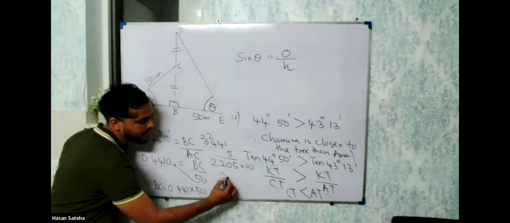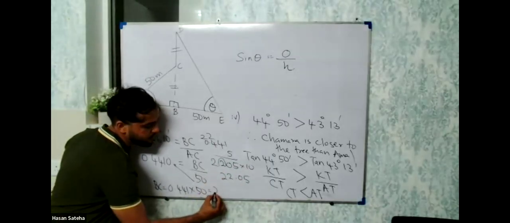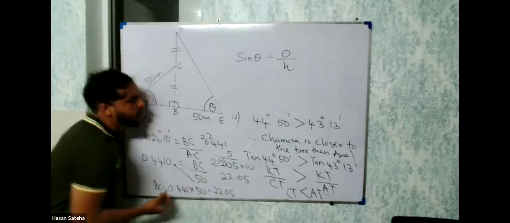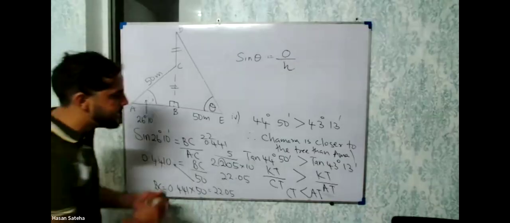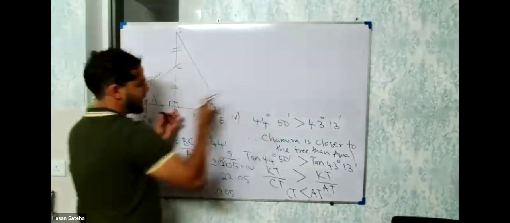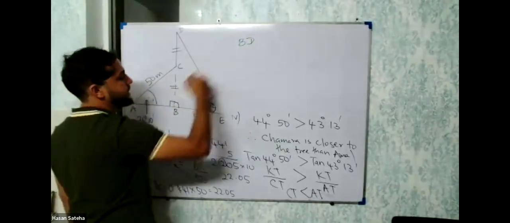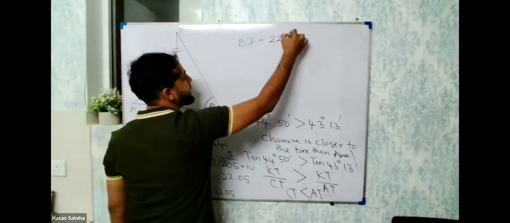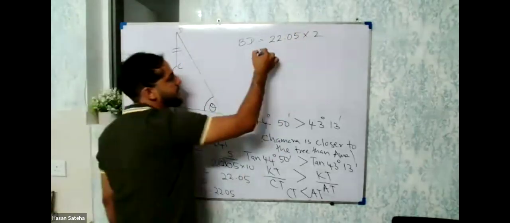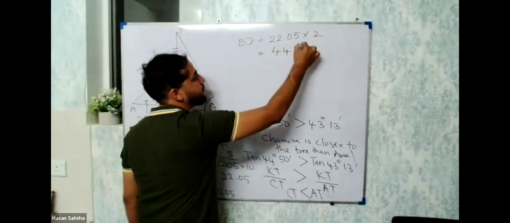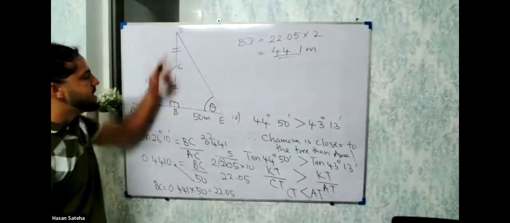If you multiply by a 10, what do you get? Move the decimal point once here. 22.05. Okay, so now we know this value 22.05. Then we know BC is equal to CD. Then you can write here, BD, this total length, is equal to 22.05 multiplied by 2, you get 44.1 meters. Okay, that is the side BD here.